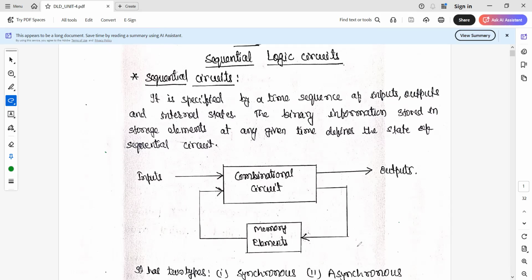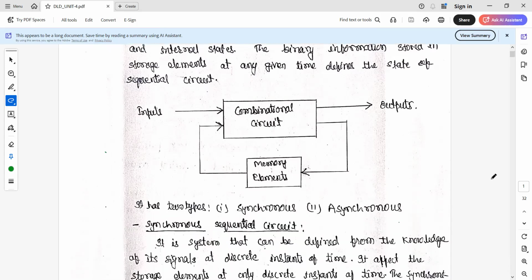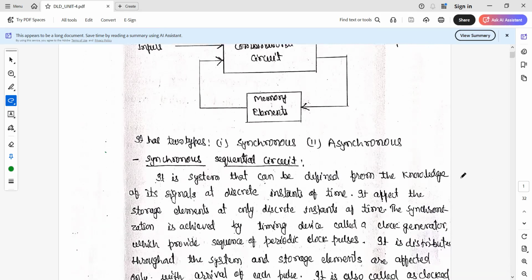In this case we have a memory element. Along with combinational circuits, we have memory elements here that store the past output, and whenever we require it, this past output is available. This sequential circuit has two types: one is called synchronous, and the other is called asynchronous.